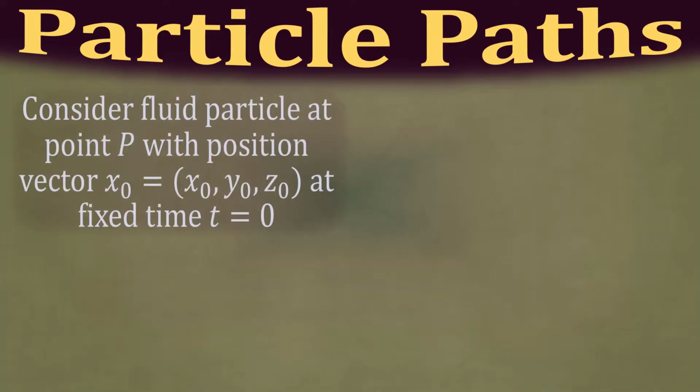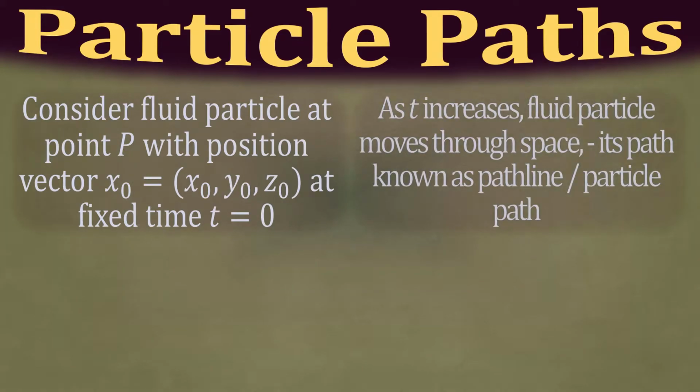Now, let's contrast these to particle paths. Consider a fluid particle at a point P with position vector x0 equal to x0, y0, z0 at some fixed time t equals 0. As t increases, the fluid particle moves through space. Its path is known as the path line or particle path.